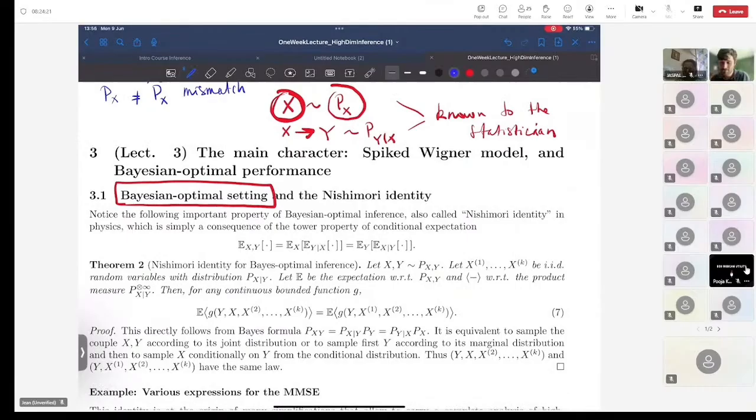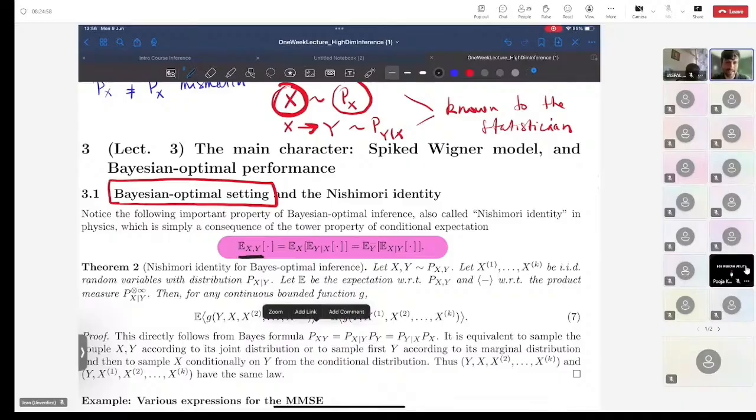Perfect. A very simple and at the same time profound implication of working in the Bayesian optimal setting is called the Nishimori identity. Nishimori identity is a term that comes from physics, but in statistics people simply call it the Tower property of conditional expectation. It's a thing you already know. You can write down a joint expectation with respect to data and signal, y and x, as the expectation with respect to the signal times the expectation with respect to the data given the signal, or the other way around: the expectation with respect to data times the expectation with respect to x given y.